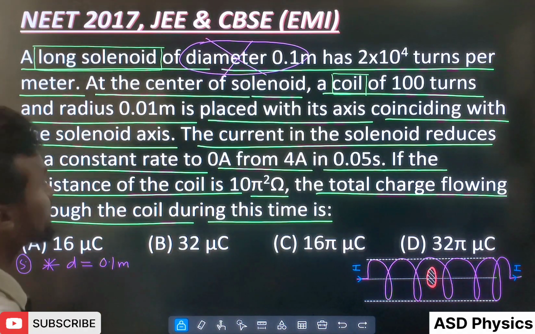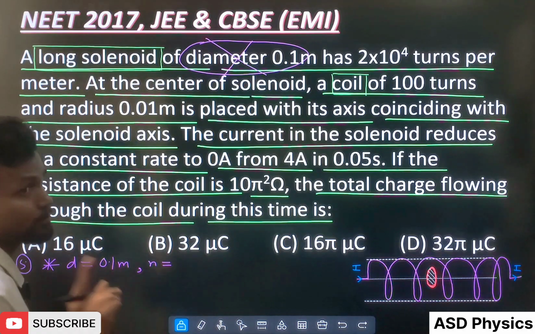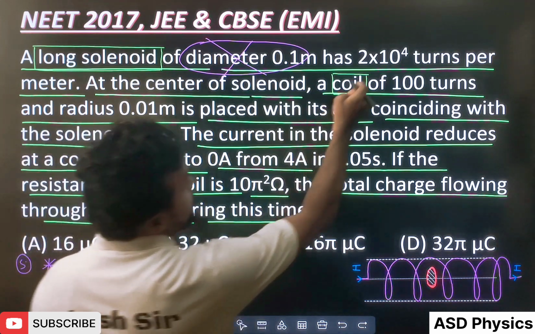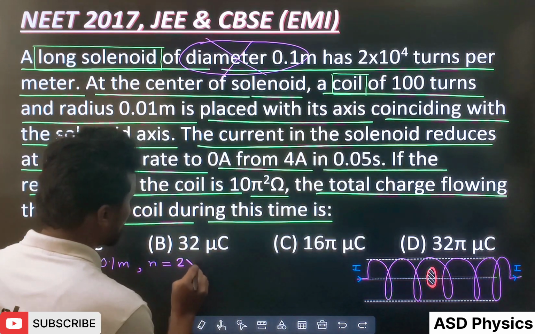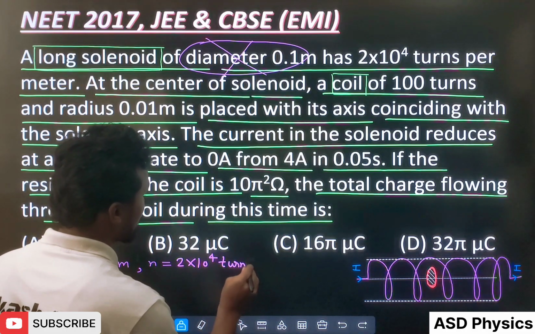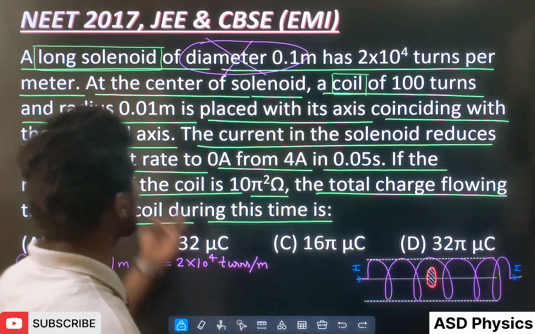After that, how many turns are there? You can see very well. The number of turns per unit length, that means small n value, is given as 2 into 10 to the power 4, and this is turns per meter. If in case it is given turns per centimeter, we have to convert, but here they have not given.